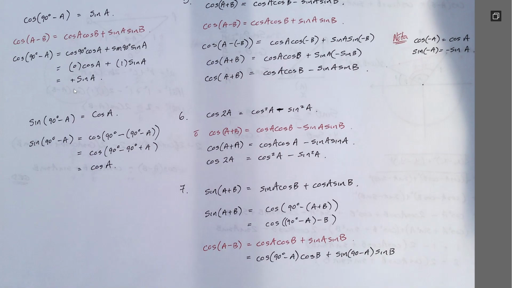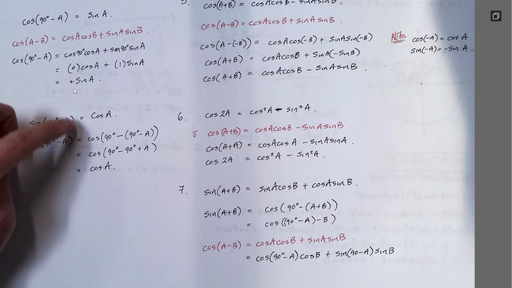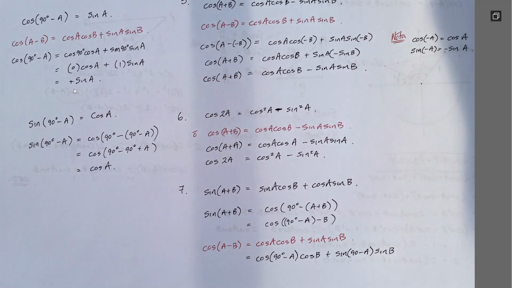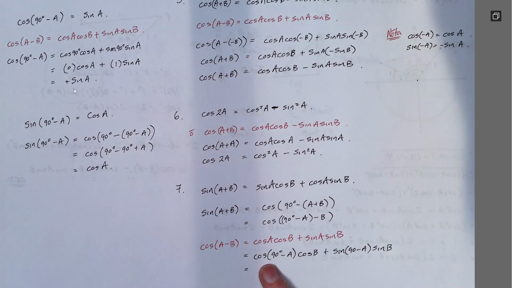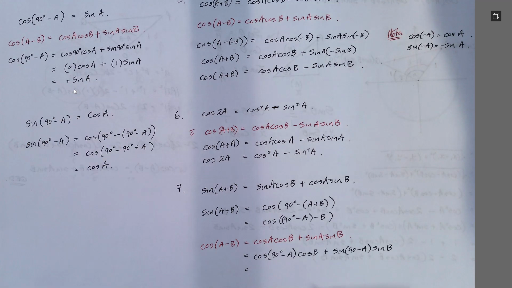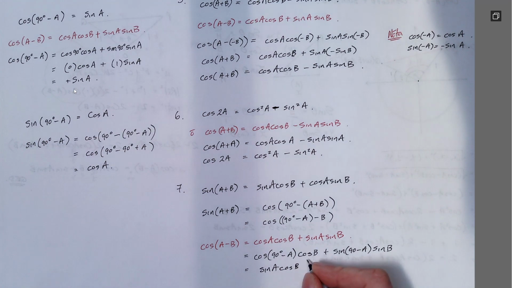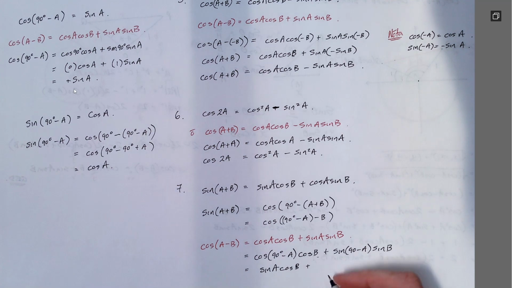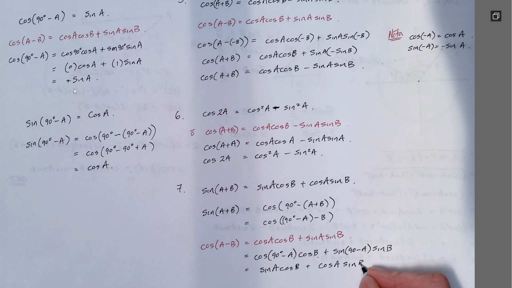Now using the complementary angles, cos of 90 degrees minus A equals sin A, and sin of 90 degrees minus A equals cos A. So we get sin A cos B plus cos A sin B.